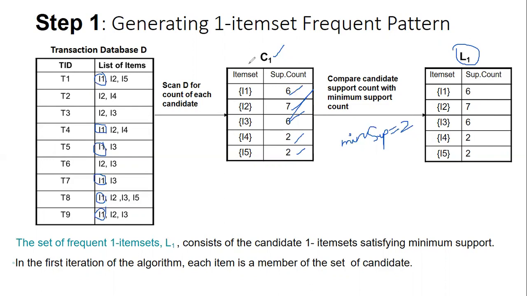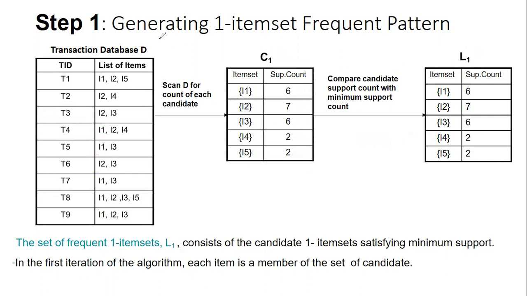C1 is a candidate item set. The candidate item sets are the item sets which will have both frequent and infrequent item sets. Then we will filter out the infrequent item sets and we'll get only the frequent item set L1. So L1 is a frequent item set which has the items whose support count is more than the minimum support count. Hope it is clear for you.